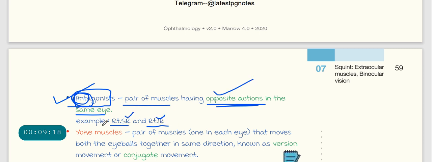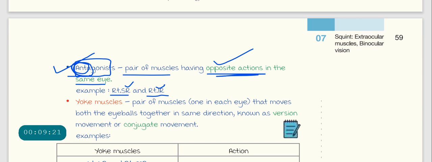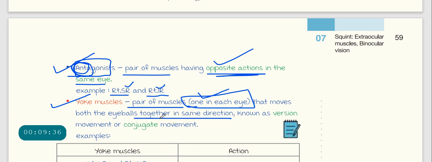Now what are yoke muscles? These are the pair of muscles, one in each eye, that move the eyeball together in the same direction, and this is known as version movement or conjugate movement. Very important, students. So a pair of muscles, one in each eye, that moves the eyeballs together in the same direction, and this is known as version movement or conjugate movement.